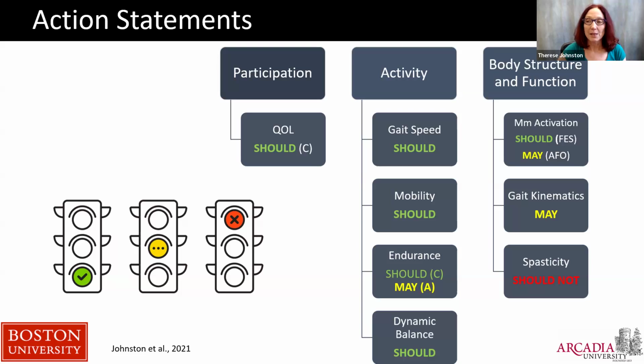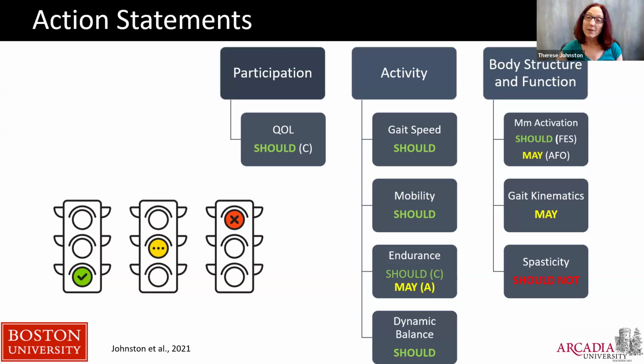So in looking at some of these, we first looked at participation. And in participation, we looked at quality of life. And what we found from the evidence is that we should be using AFO or FES to improve quality of life. And the C in parentheses represents that this statement was made for people with chronic stroke, not acute stroke, since quality of life is more challenging to assess in somebody with an acute stroke.